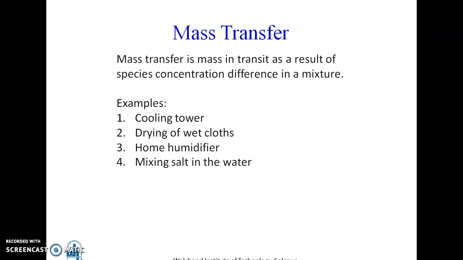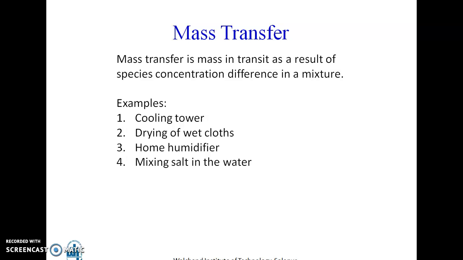Second example: we keep wet clothes for drying in the surrounding. The wet clothes contain a high concentration of water molecules, and the surrounding air is comparatively unsaturated. Because of the evaporation of water, those molecules get diffused in the surrounding air. This is the second example of mass transfer.